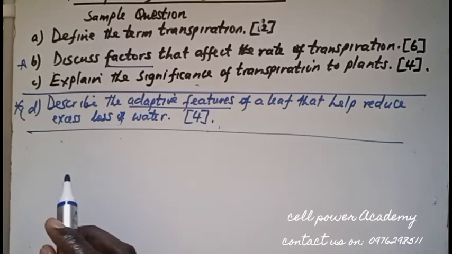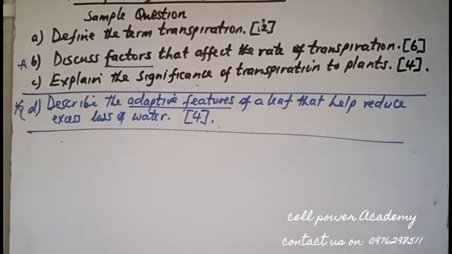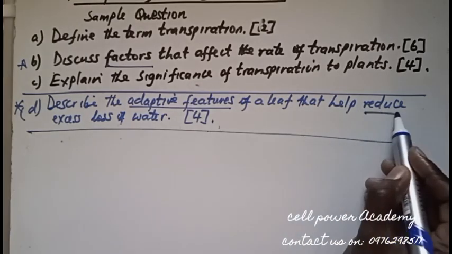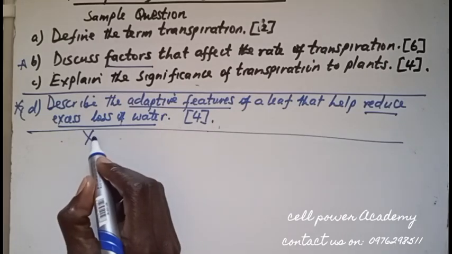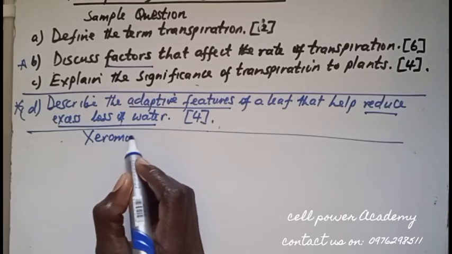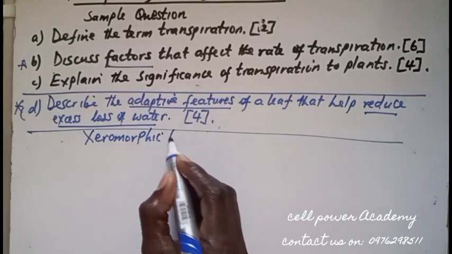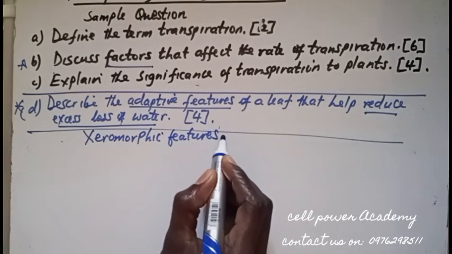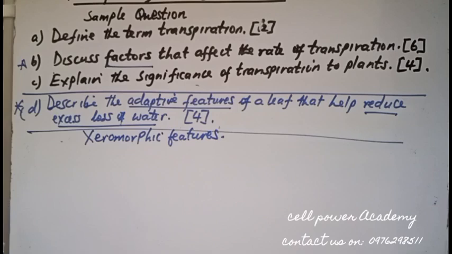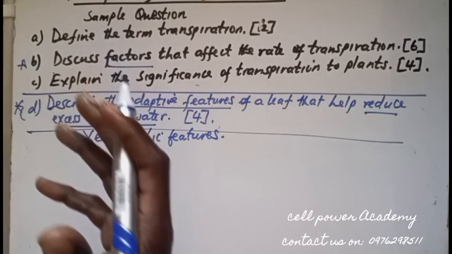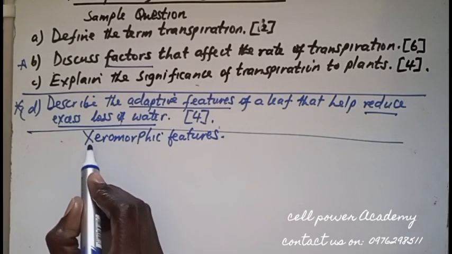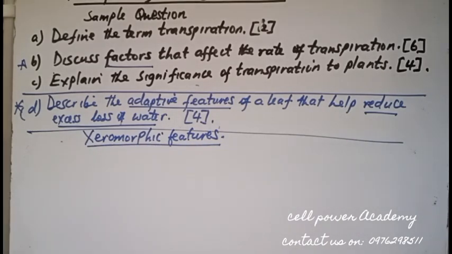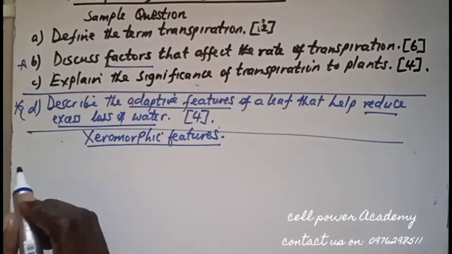Now, of course, when it comes to a leaf, it actually has adaptive features that help to reduce excess loss of water from the plant, and those are simply called xeromorphic features. In other words, they are structural characteristics that it has genetically. They are not just inherited because of where it is found. So these are called xeromorphic features.